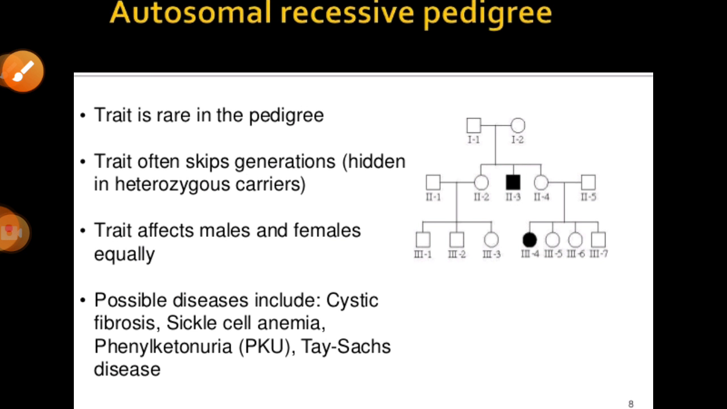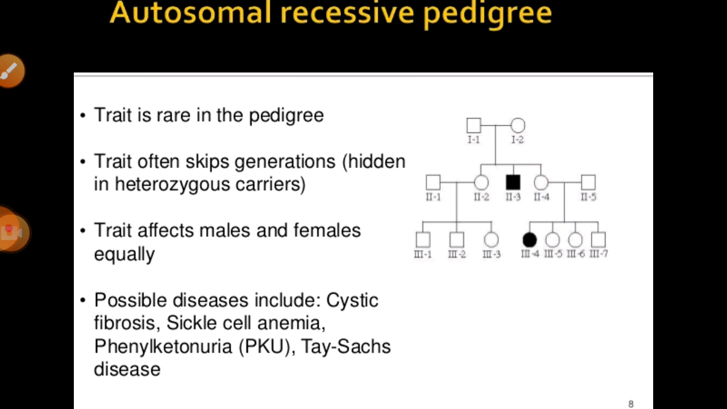Okay, so first of all we have to know about autosomal recessive. What about this autosomal recessive? Generally, this trait is rare in the pedigree, and the trait often skips generations, because it is carried by heterozygous carriers. The trait affects males and females equally, meaning it may affect both male and female. Generally it can be diseases like sickle cell anemia and phenylketonuria.